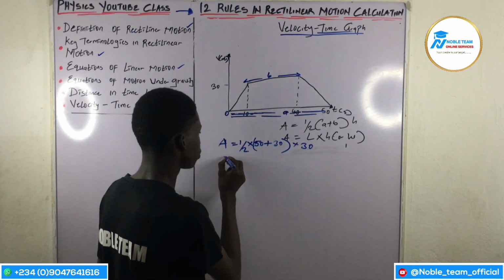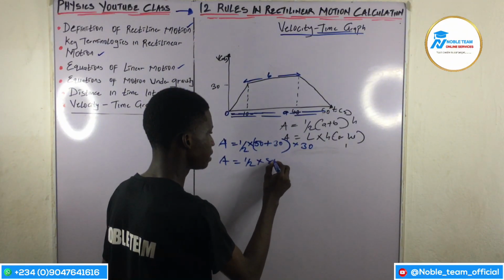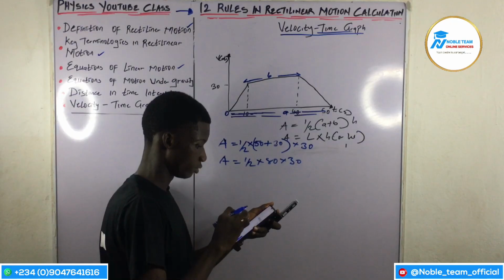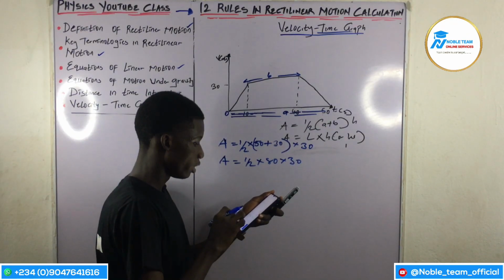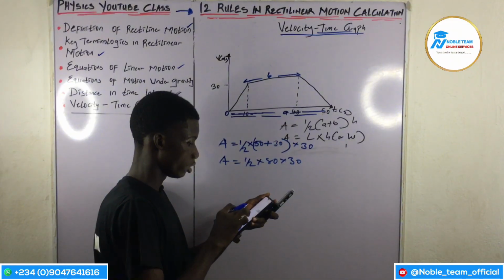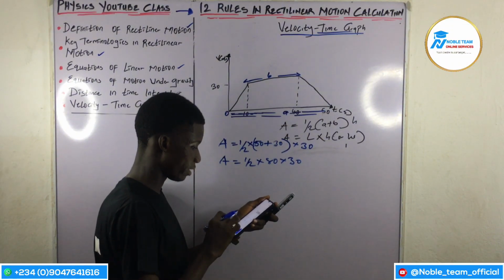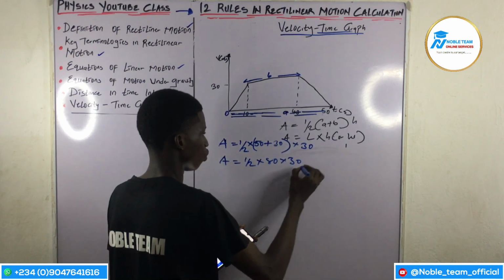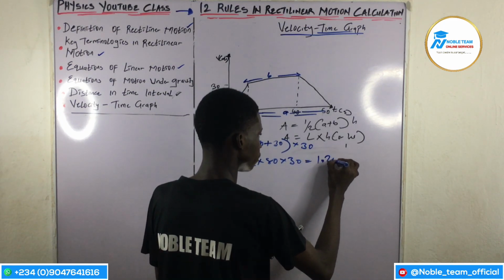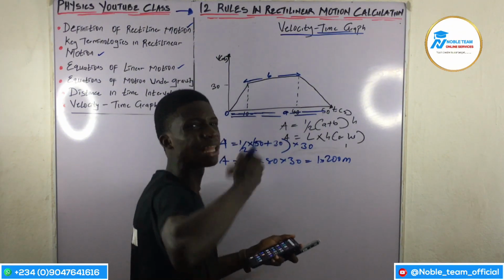So the next thing I'm going to do is A is now equal to 1 over 2 multiplied by 80 multiplied by 30. Now let's subtract. I have 80 multiplied by 30, then divided by 2. I have it to be what? Equals to 1,200 meters. Yes, because the question says the total distance.